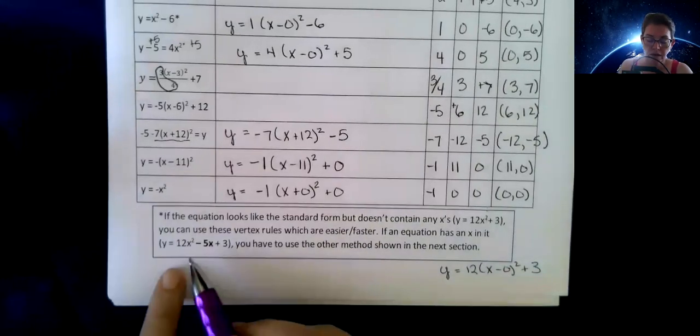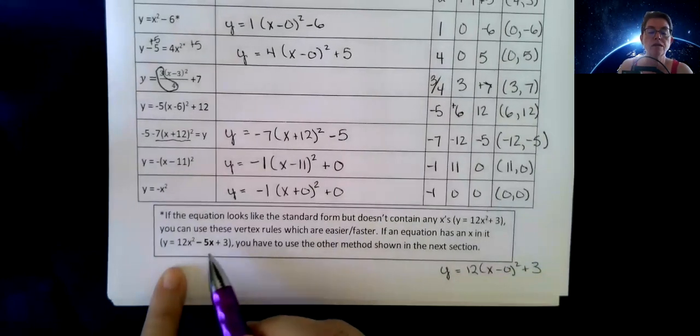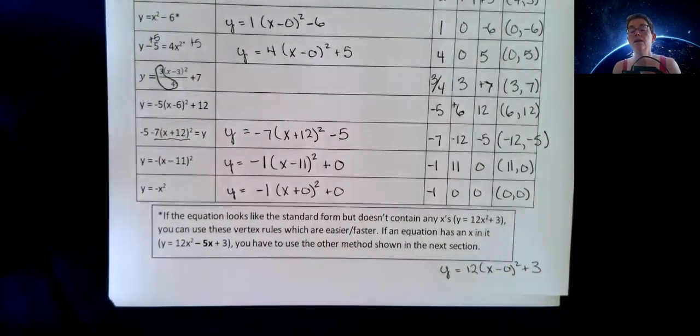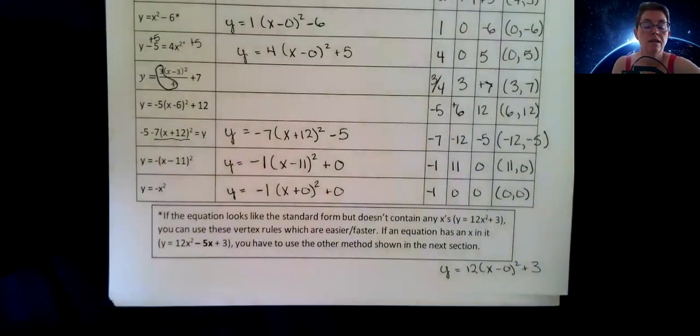Okay, but you can't do that when you've got a 5x or something in there. The moment there's a single x in there, you have to use the other set of equations to find a vertex. And you'll see that in a different video right away.